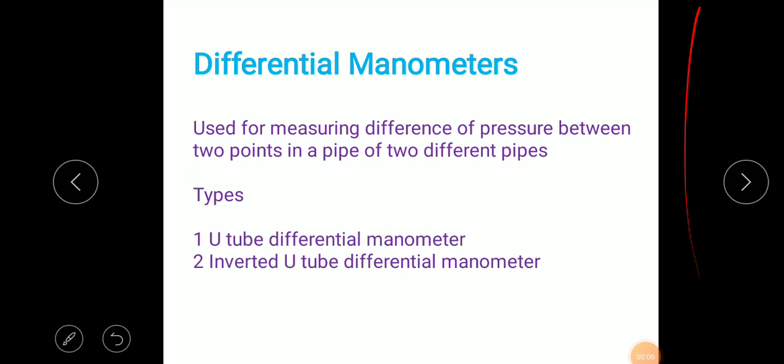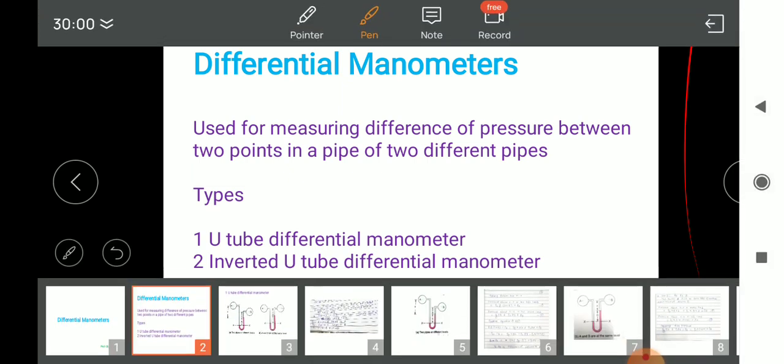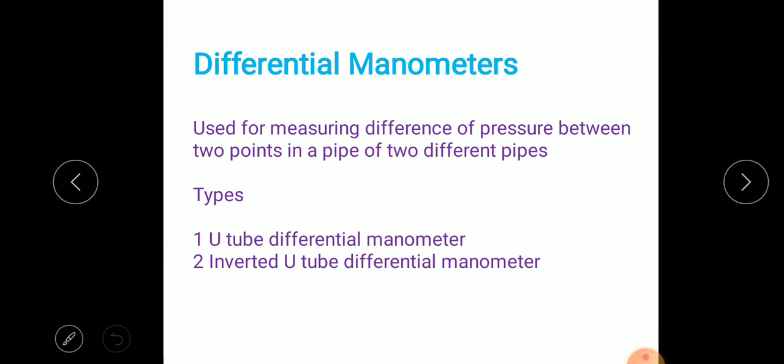Good morning, students. The next topic we are taking up is the differential manometer. In pressure measurement, last class we considered the U-tube manometer and the micromanometer. We have the single column manometer. So the next type we have to consider is the differential manometer. As the name indicates, differential means it is used to measure the pressure difference at 2 points.